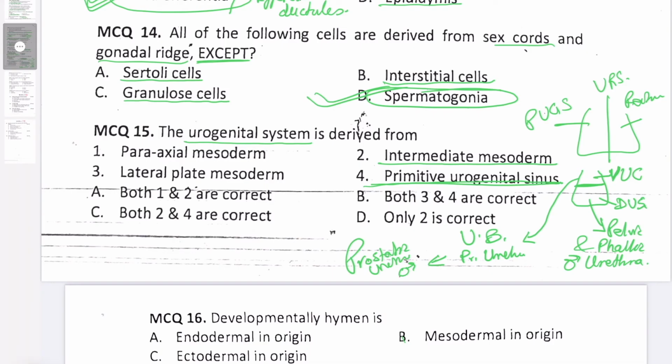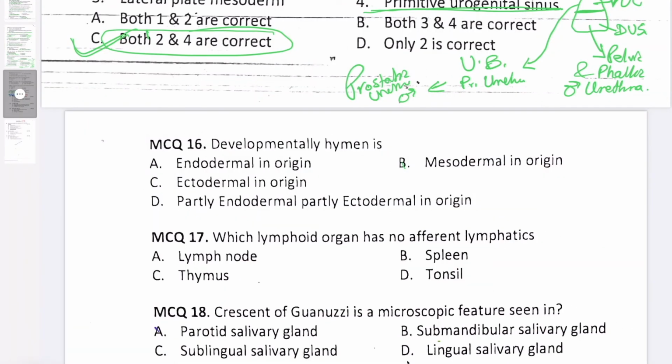So what have you concluded? That both intermediate mesoderm and primitive urogenital sinus are required for the formation of the urogenital system. So 2 and 4 both. So the answer will be C. Question number 16. Developmentally, hymen is endodermal in origin, mesodermal in origin, ectodermal in origin, partly endodermal, partly ectodermal in origin. Now for this you need to understand the development of the vagina as well as the hymen.